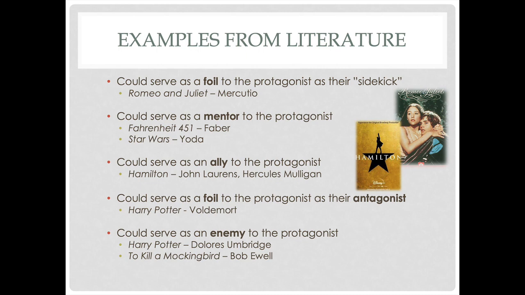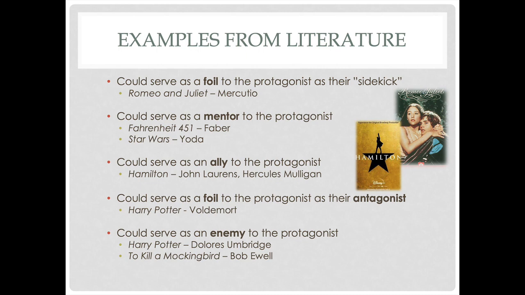We also have a static character that could serve as just a general ally to the protagonist. So not necessarily a foil serving as a sidekick, but some other character who is an ally, a similarly thinking character who is just helping out our hero. And so in the text of Hamilton, we might have John Laurens and Hercules Mulligan. They aren't foils because they don't necessarily have completely clashing belief systems to Hamilton, but they are Hamilton's friends and his allies. But John Laurens and Hercules Mulligan don't really change and grow.